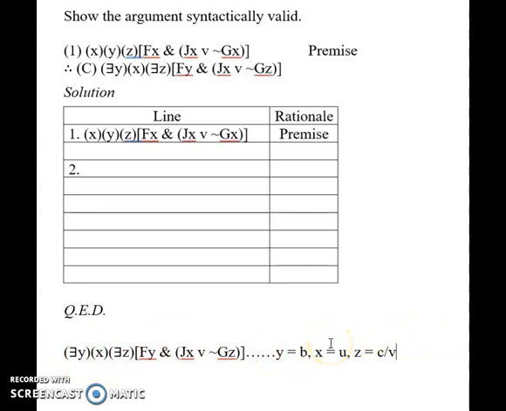So what I want you to do is pause now and sort of strip all the quantifiers off, reverse engineer the conclusion down to what it would look like without any of these quantifiers. Pause now.